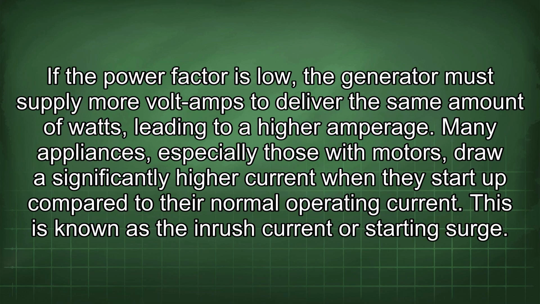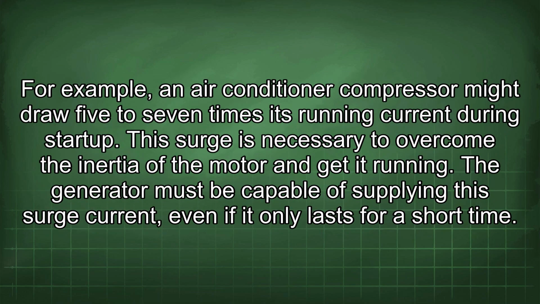If the power factor is low, the generator must apply more volt-amps to deliver the same amount of watts, leading to a higher amperage. Many appliances, especially those with motors, draw a significantly higher current when they start up compared to their normal operating current. This is known as the inrush current or starting surge. For example, an air conditioner compressor might draw 5 to 7 times its running current during startup. This surge is necessary to overcome the inertia of the motor and get it running. The generator must be capable of supplying this surge current, even if it only lasts for a short time.